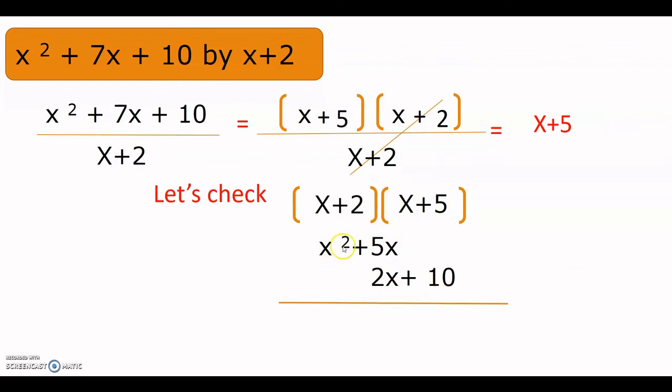Then we'll add, then we have here x squared and then positive times positive, so we still have positive. So 5 plus 2 is equal to 7x and our whole number, which is 10. So we have x squared plus 7x plus 10. So we have the right answer. So x squared plus 7x plus 10 divided by x plus 2, the answer is x plus 5.